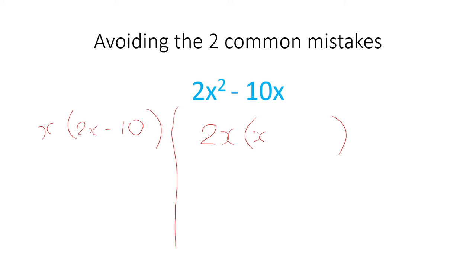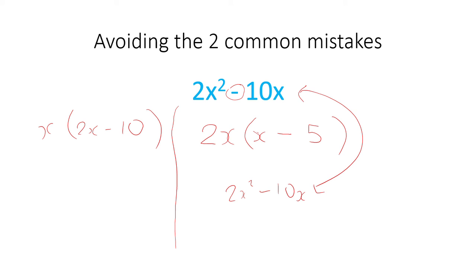Now it is tempting to write plus 5 there, but the second common mistake is forgetting there's a negative sign here. So you have to write negative 5 rather than plus 5. So don't forget the negative sign here. And now we've fully factorized that correctly. If you expand the bracket, 2x times x gives you 2x squared, and 2x times minus 5 gives you minus 10x. So we know we're correct because these two things match up.